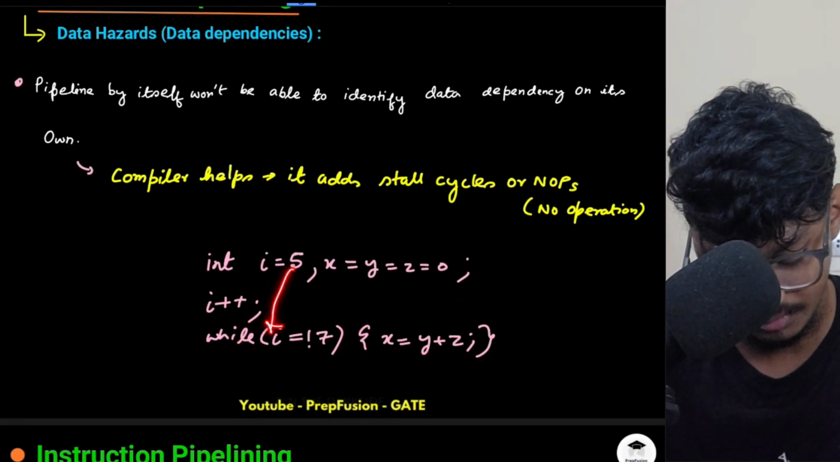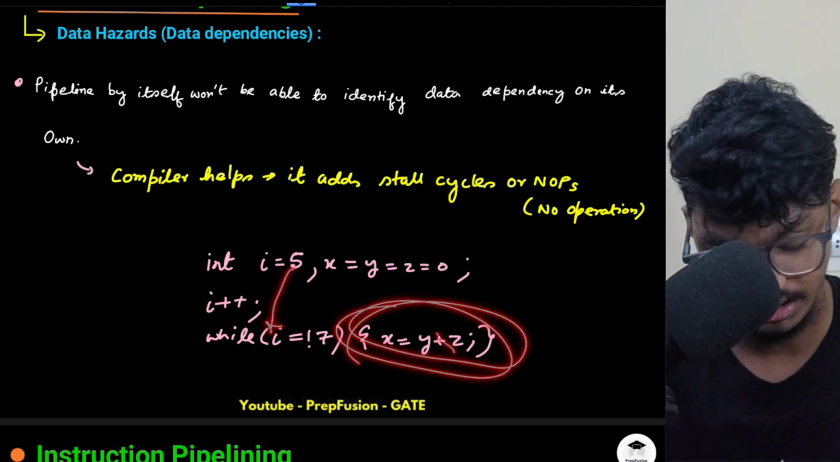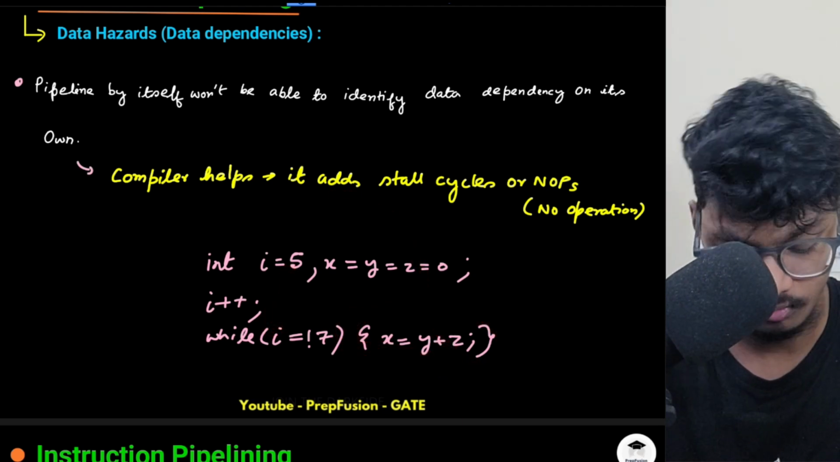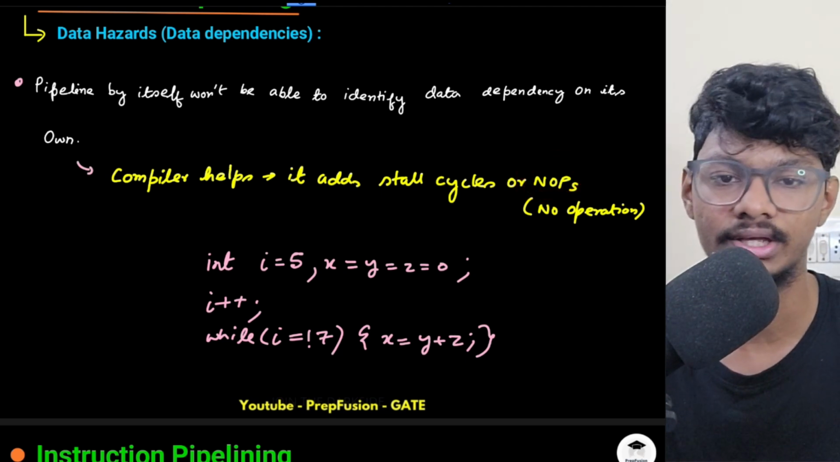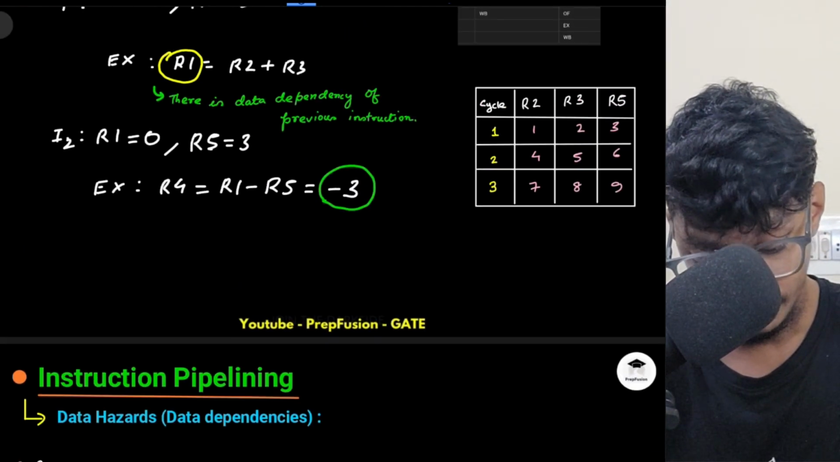If there is a data dependency here, we can just check this instruction, or something like that. It will do that, but in most cases it will do no operation. No operation means just idle. It is sitting idle. It is not doing anything. So here, just understand this.